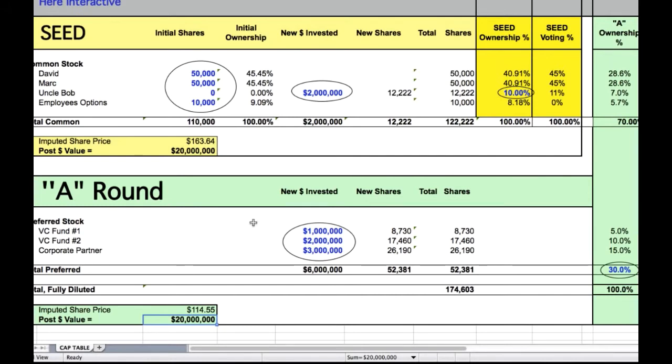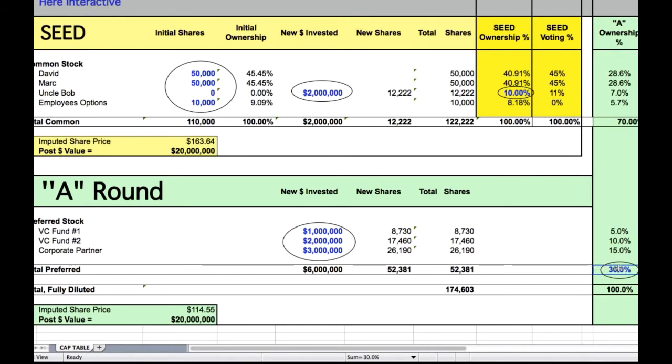Is Uncle Bob really very happy? He bought shares for $163.64. His new share price is $114. So Uncle Bob might not be very happy with that situation. He paid $163 for his shares, and after the VC are done, each share is only worth $114.